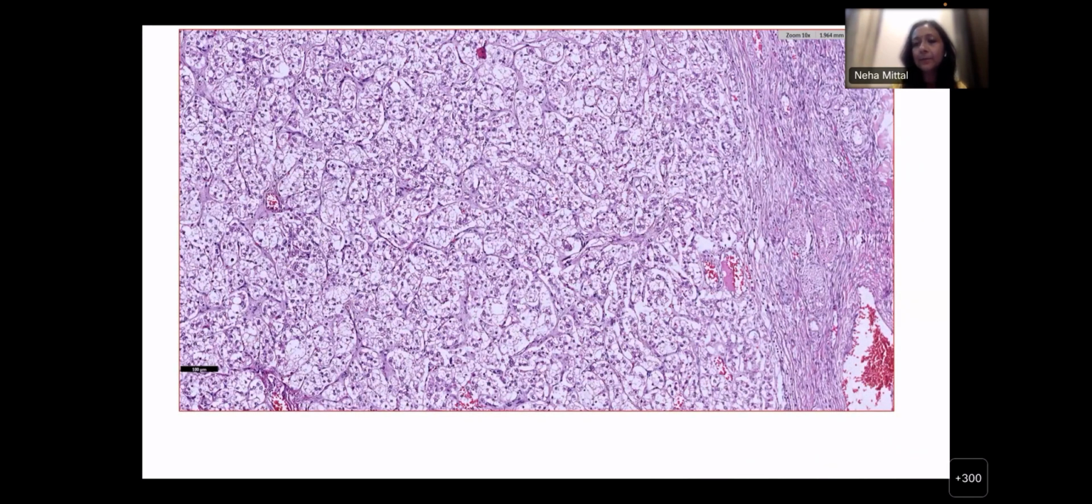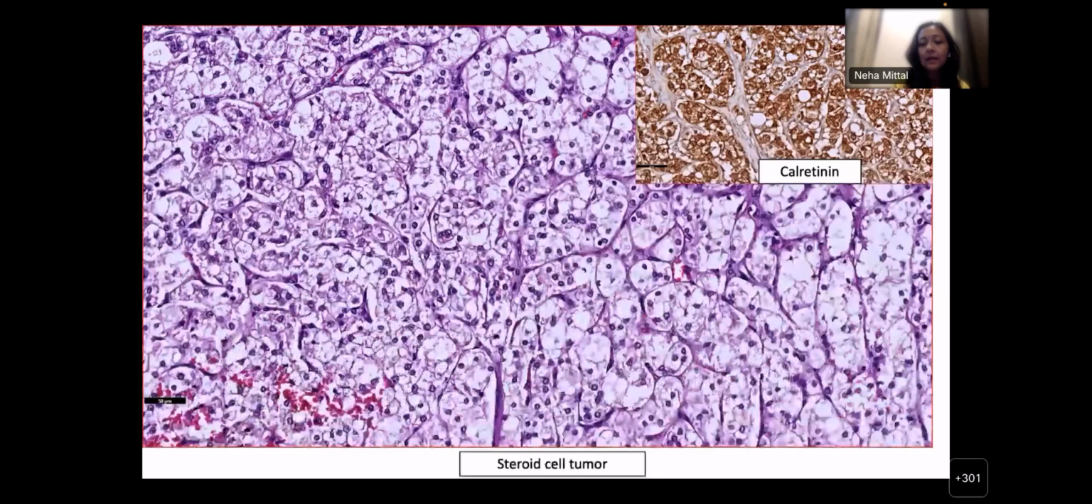Can anybody tell me? It is very commonly quoted in the literature, though the clinical presentation is very different. Can anybody tell me what this is? Again, those microcystic appearing cells. So this is a steroid cell tumor, which is a part of the sex cord-stromal group, right? The moment you do a calretinin or a cytokeratin, you'll be able to distinguish. They will be definitely negative for EMA, which is an epithelial marker, and they'll be diffusely positive for calretinin, like seen in the picture here.